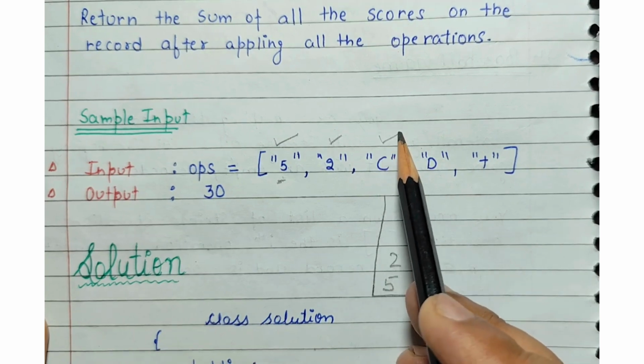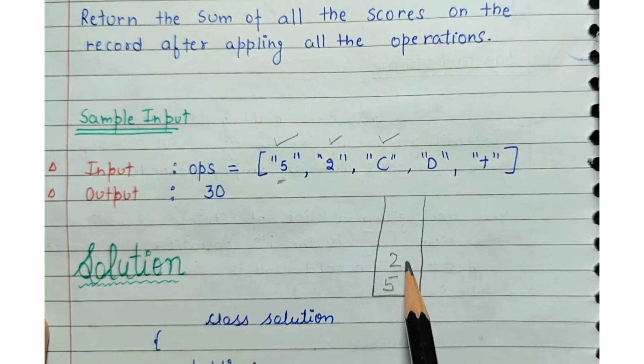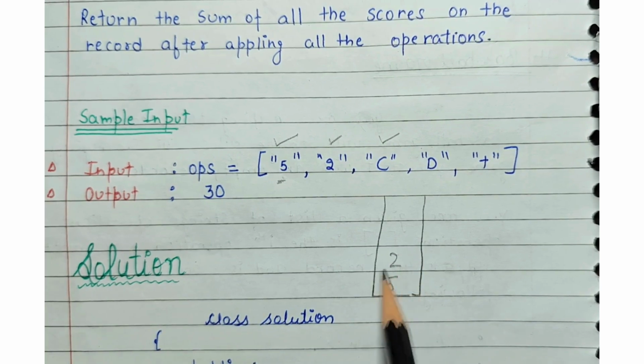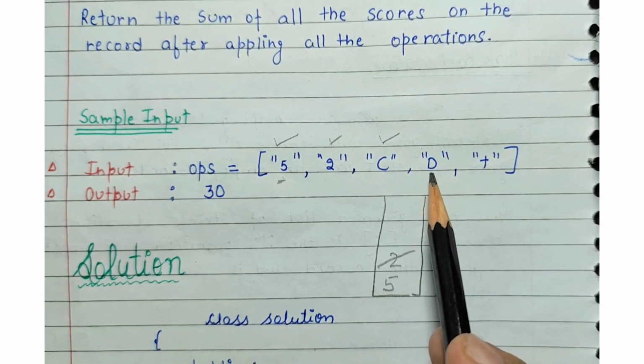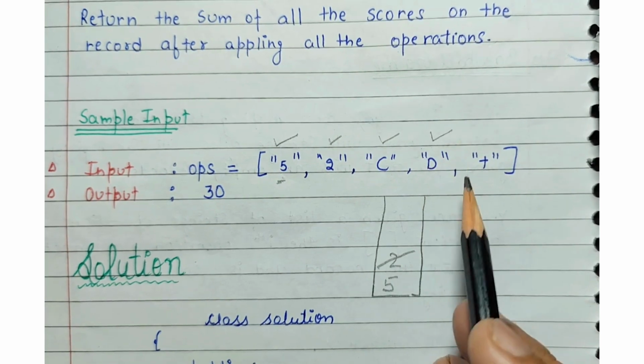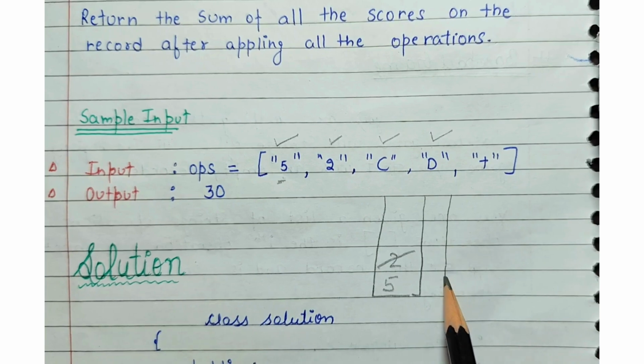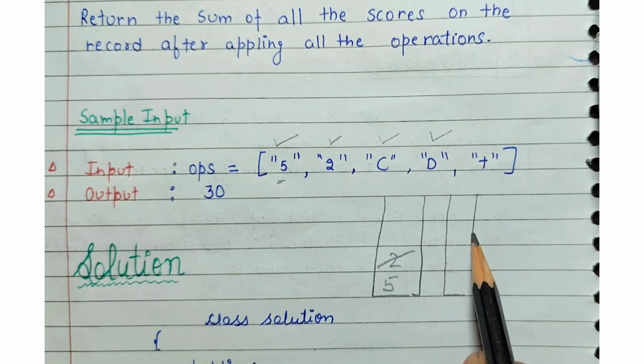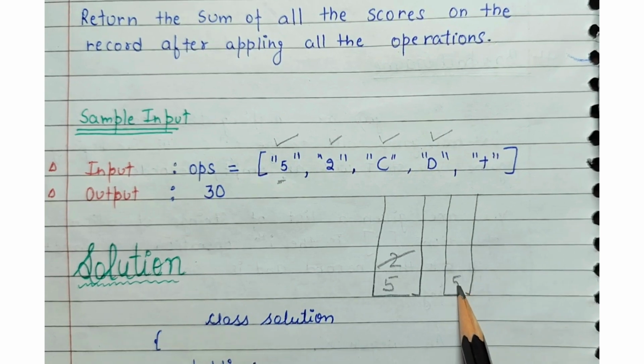When C comes, we have to invalidate the previous record. How to invalidate the previous record? We just pop this 2 from the stack. And after this the character D will come. When the character D comes, we have only 5 in the stack.